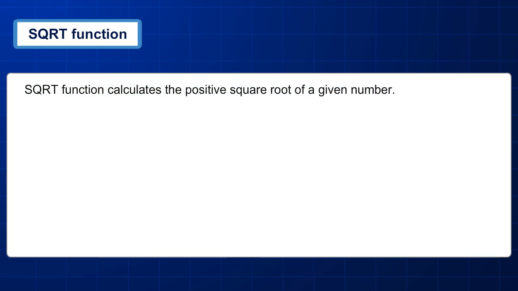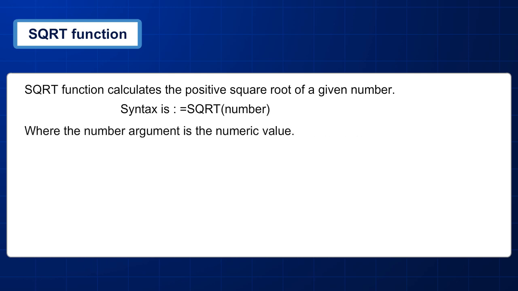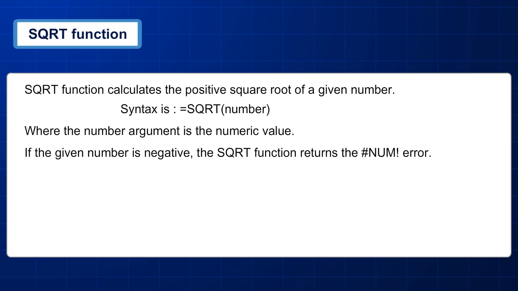SQRT function. SQRT function calculates the positive square root of a given number. Syntax is equal SQRT number, where the number argument is the numeric value. If the given number is negative, the SQRT function returns the NUM error.